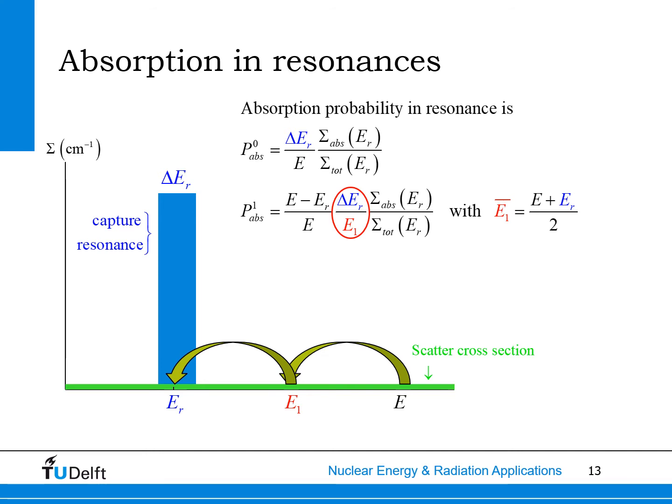As on the previous slide, this should be multiplied with the ratio of the absorption cross-section and the total cross-section at ER to get a complete absorption probability. The final result is given in the second formula on this slide. Note that the average value of E1 is E plus ER divided by 2.